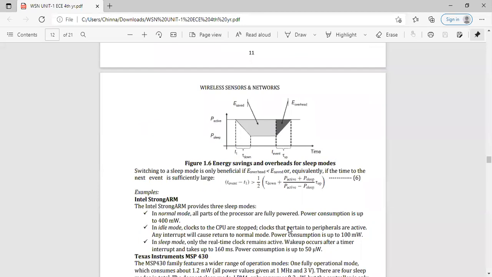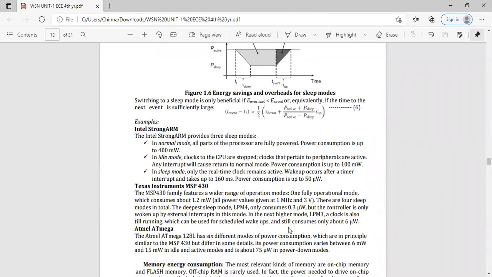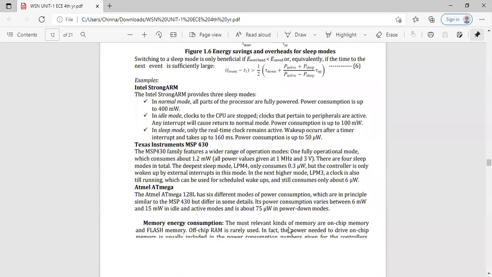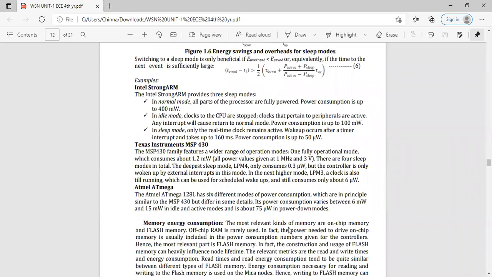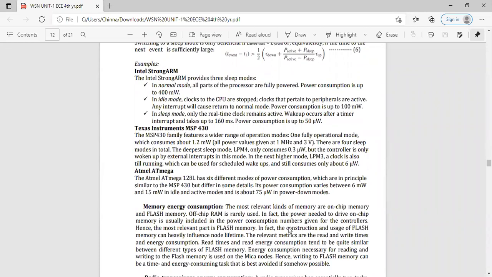Now some examples related to the microcontroller. We already know the microcontrollers used for wireless sensor networks: Intel StrongARM, Texas Instruments MSP430, and Atmel ATmega. These are the main chip design companies that design the microcontrollers. First, we can see how much power is consumed by the Intel StrongARM processor. The Intel StrongARM processor provides three sleep modes.